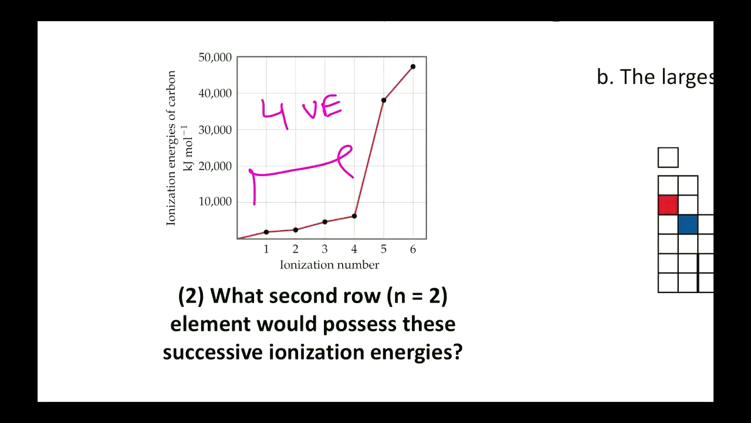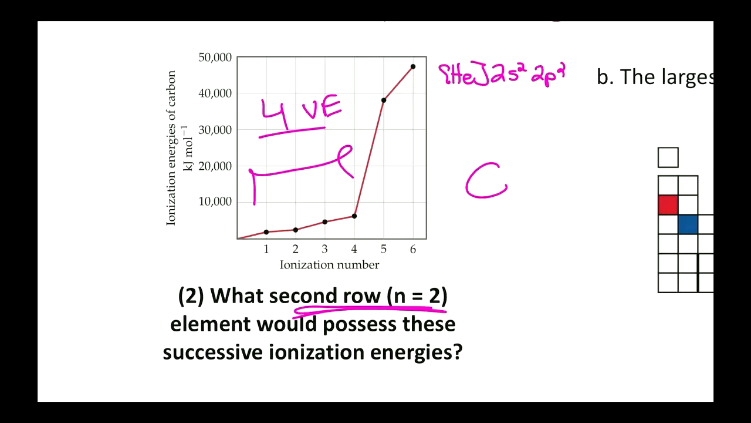Okay, so now how do we figure out what element it is? So it's 4 valence electrons, and I tell you it's row 2, n equals 2. So now you just look for what n equals 2 element has 4 valence electrons. What is it? Carbon, yes, this would be carbon. If we write out the electron configuration of carbon, it's helium 2s2, 2p2.